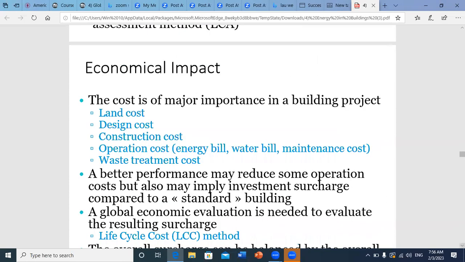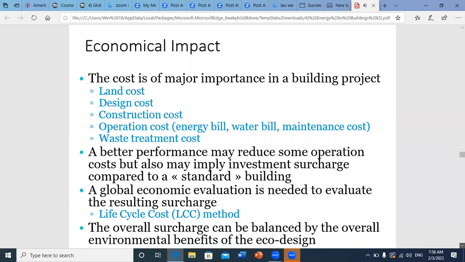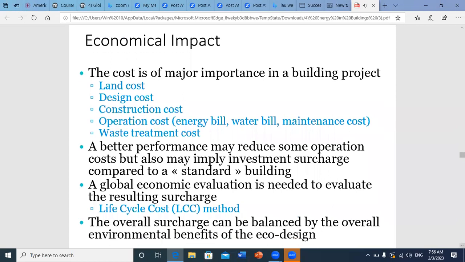On the other hand, the economical impact is also very important. So the cost is one of the major importance of an energy building project. And this is why energy economics is a very important field, because for any project related to energy, one of the main concerns will be to perform an economical analysis and to make sure that it's an economically viable project to encourage people to invest in it. So the cost is of major importance, and it should include the study of the land cost, the design cost, the construction cost, the operation cost, including energy bill, water bill, maintenance, waste treatment cost.